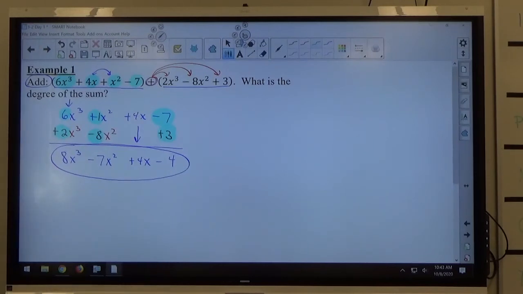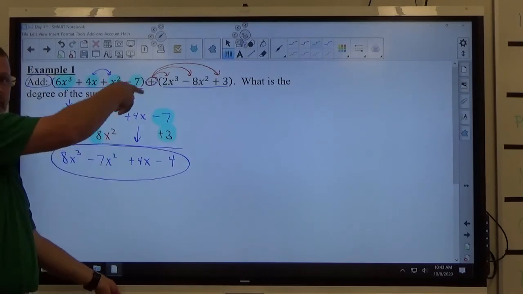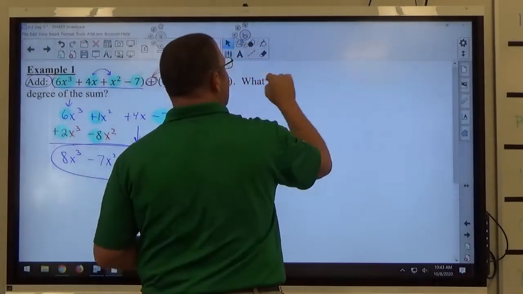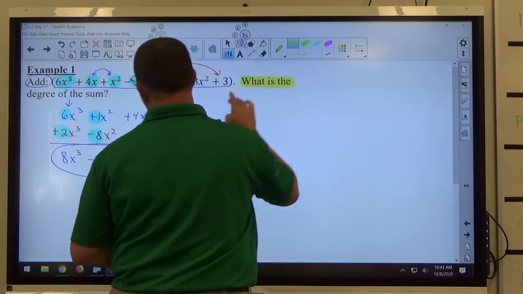So again, just assume something's going to happen every time, and sometimes it doesn't, and you still get the right answer. Yes, Cody? Does the degree of the sum mean anything? Well, that's the answer to the add problem part. Now, we haven't done the second part. So now we still have to find the degree of the sum. What is the degree of the sum?